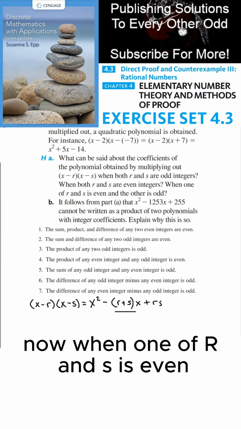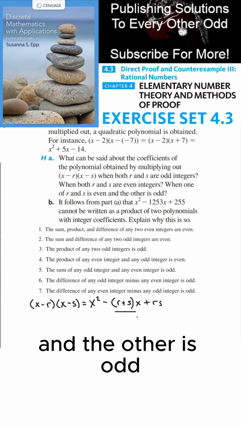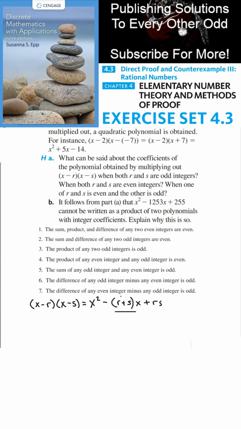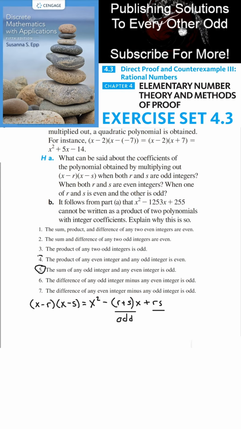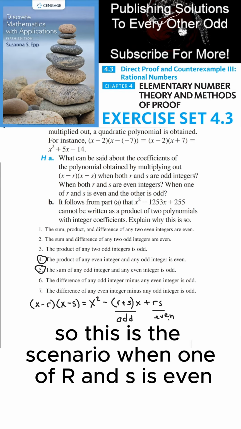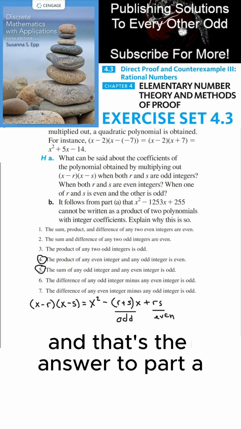Now, when one of r and s is even and the other is odd, then the sum of an even plus an odd is odd. r times s would be an odd times an even, which would be even. So this is the scenario when one of r and s is even and the other is odd. And that's the answer to part A.